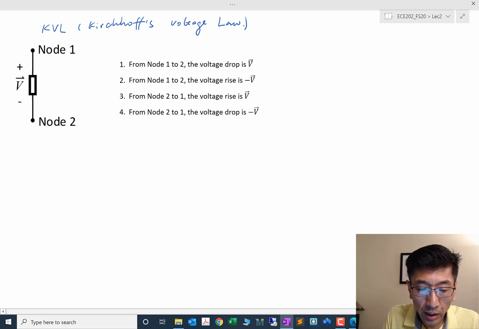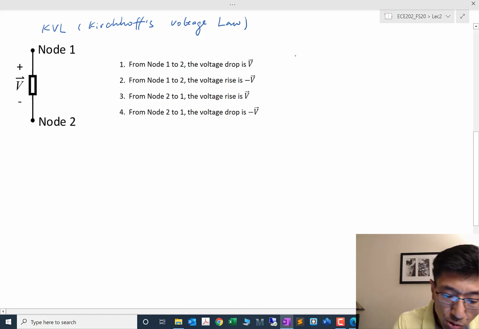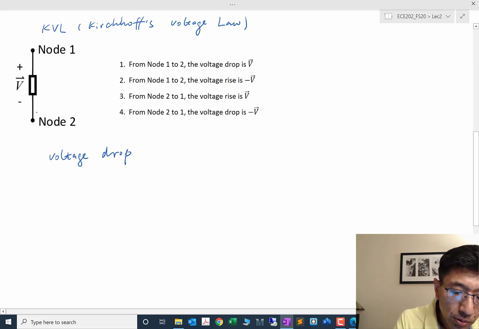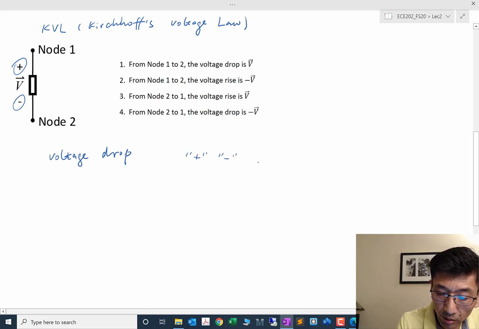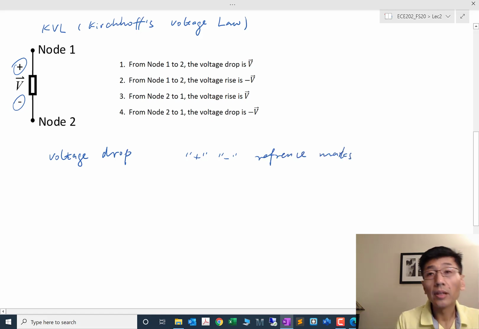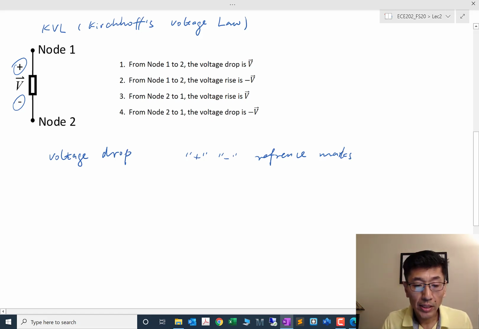So let's see. I just wanted to see what is the voltage drop. I have node 1 and node 2. I have voltage labeled, and we use the plus minus to indicate the reference marks. These are just reference marks. This does not say whether the potential at node 1 is actually higher than node 2, or whether node 2 is actually higher than node 1.